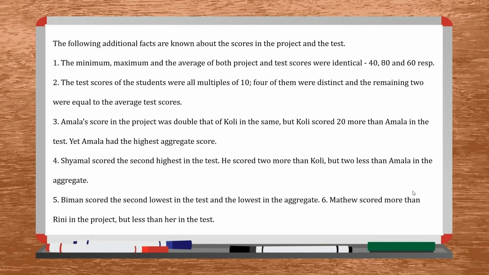Then, we have some information regarding the individual scores as well. Like Shamal has scored the second highest in the test, Biman has scored the second lowest in the test, and then we have the information regarding the aggregates also, like what is the aggregate for different students.